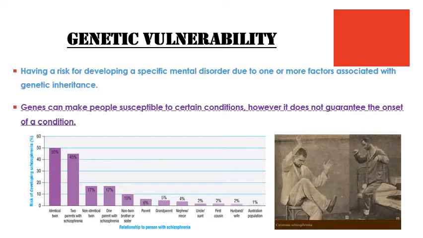So for biological risk factors, we have 4 specific factors that we're looking at. One of our first factors is genetic vulnerability. Genetic vulnerability is having a risk for developing a specific mental illness due to one or more factors associated with genetic inheritance. So what we're looking at here is nature.